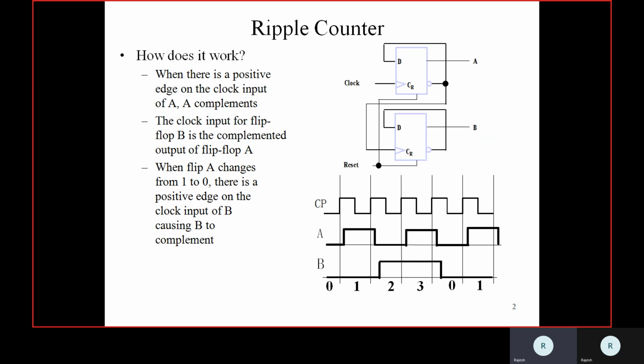So look into the waveforms. Whenever CP had a 0 to 1 transition, at that time the clock transition was occurring. At that time the input is fed to the output. What is the input? Already A was 0 initially, which means A bar is 1. So that 1 is fed as input to the D bit. Once you apply a clock, the 1 is fed as output.